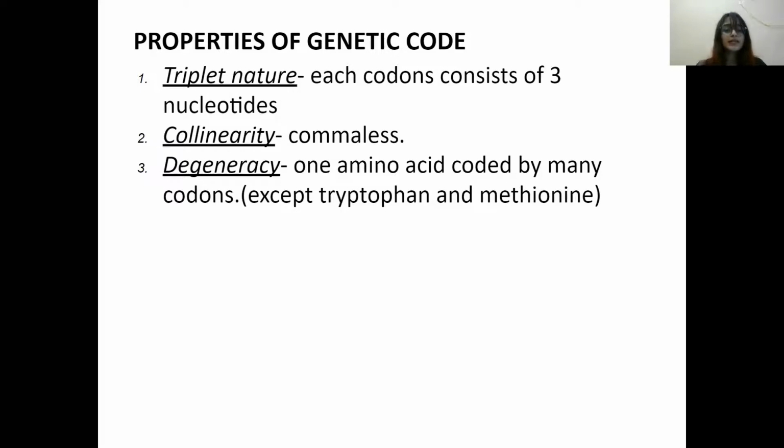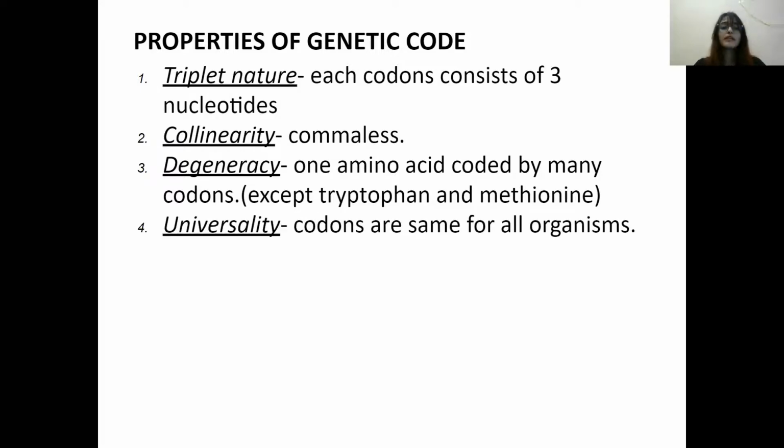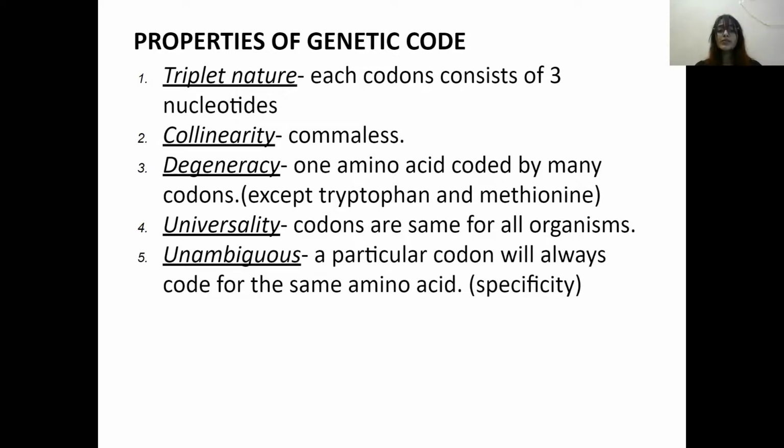I told you that, we'll see in the question. Next property, that is universality. So codons are the same for all organisms. If I have AUG, then probably other animals also have AUG. Or if I have UAA or UAG, UGA or any other codons, other animals also have the same set of codons. This is universality.